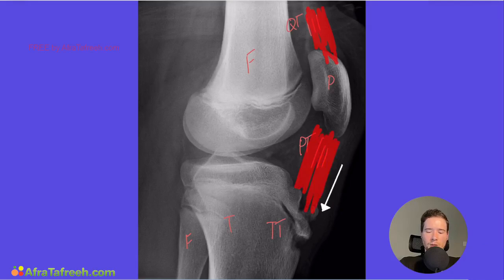So repetitive motions that require extension of the knee or activation of this pulley system are going to cause increased trauma to this area and ultimately increase the patient's risk of developing this condition.